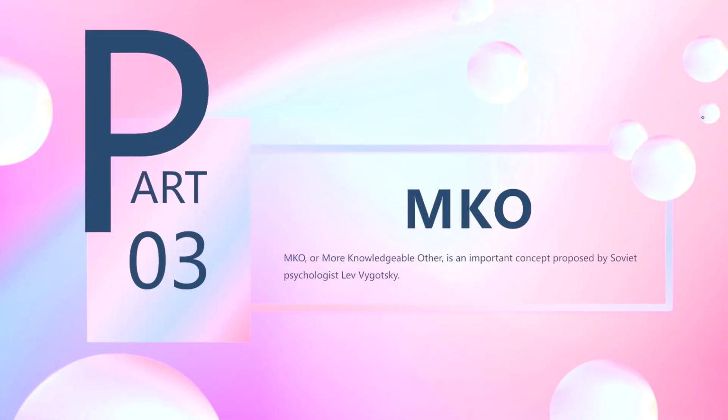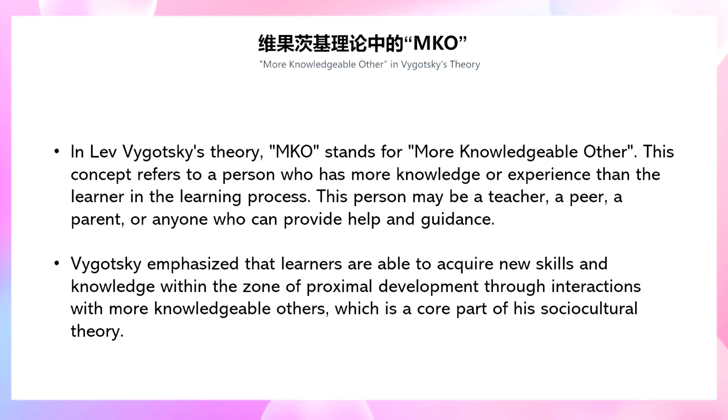Next up, on to our third part, MKO. In Lev Vygotsky's theory, MKO stands for more knowledgeable other. This concept refers to a person who has more knowledge or experience than the learner in the learning process. This person may be a teacher, a peer, a parent, or anyone who can provide help and guidance.